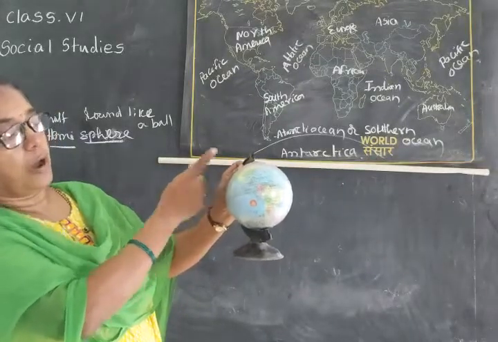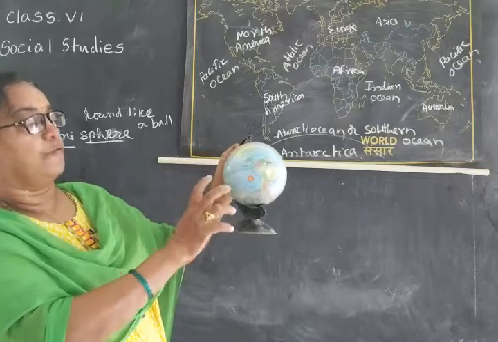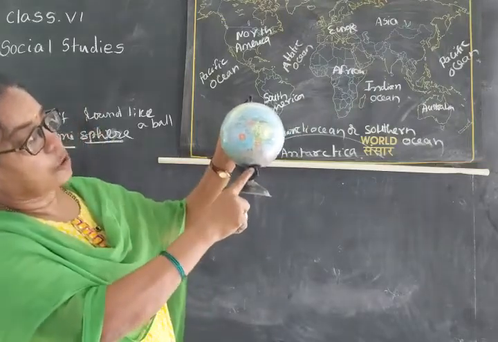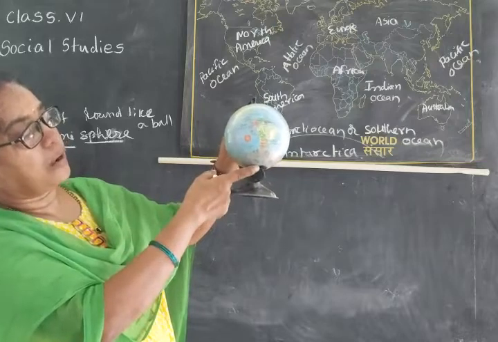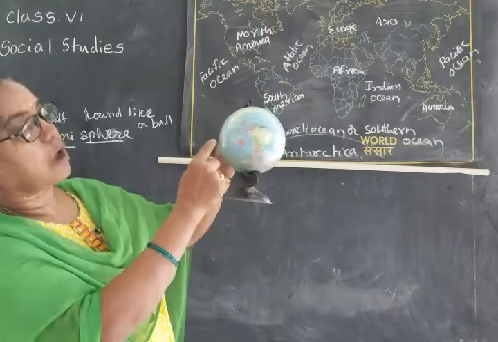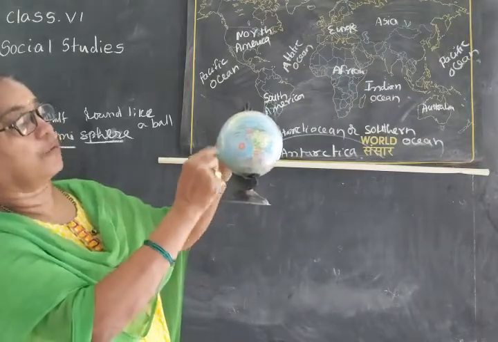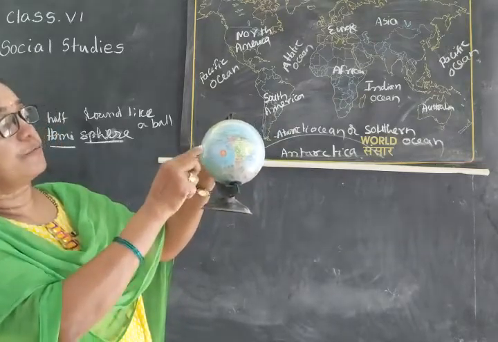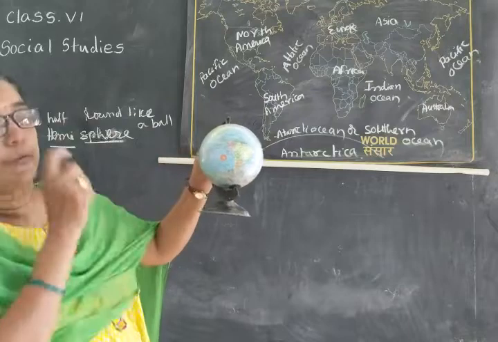North side half ball. And coming down from the equator to the south pole, it is half ball like. So the shape of this is half. That's why it is called a half sphere, that is the southern hemisphere, from the equator to the south pole.